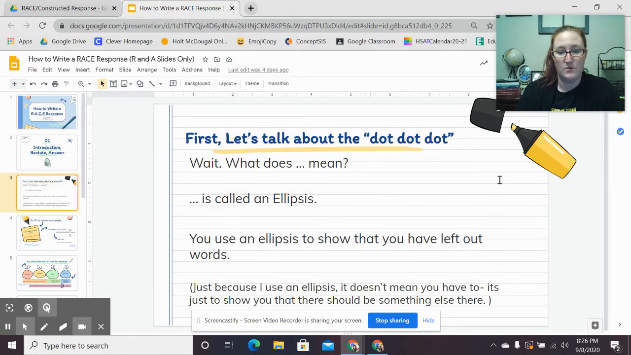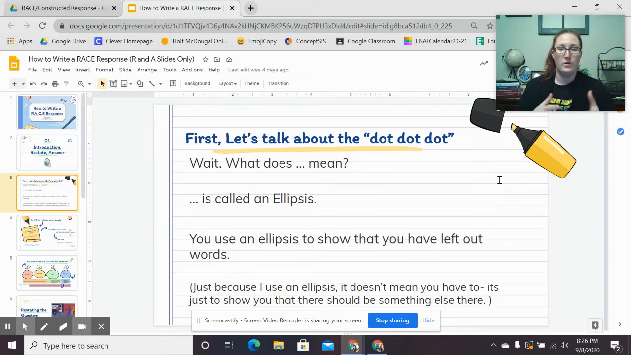When I use them, I am usually showing you that I've left out something, that there's something you should put in. You use an ellipsis to show that normally. But just because you see that I've used an ellipsis, it doesn't mean that you should put an ellipsis in your sentence. I'm only using that to show that something is left out and that you have to fill something back in. So let me show you what I mean by that.